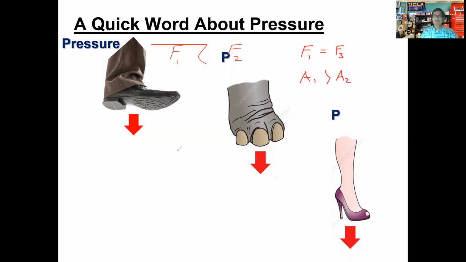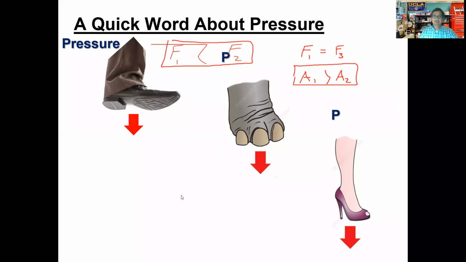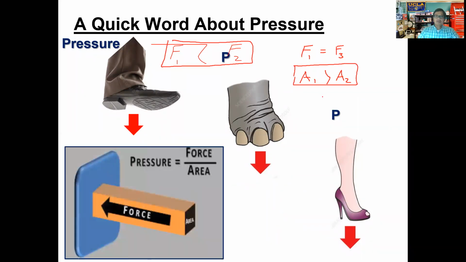And so the pressure exerted by an object depends on two factors: the force that's being applied, and also the area over which that force is applied. And so pressure is defined as the force per unit area. Okay, so I'll finish up with this here. We'll pick up with this discussion when we come back from break.